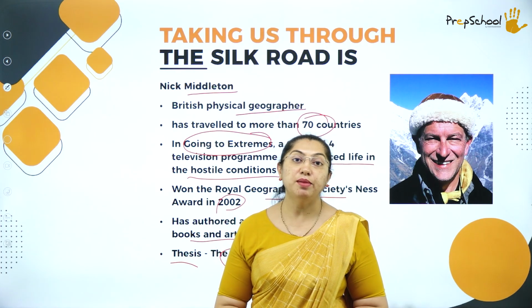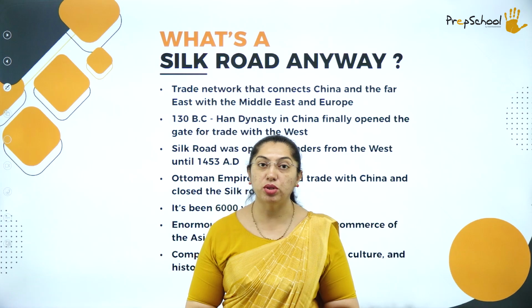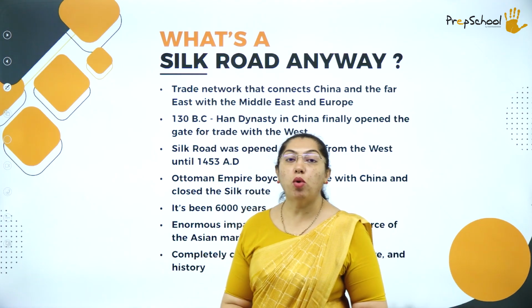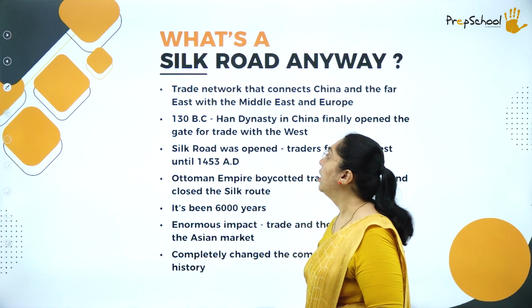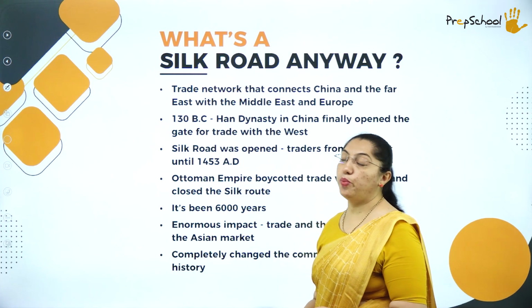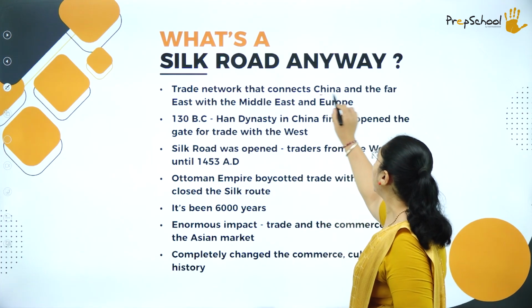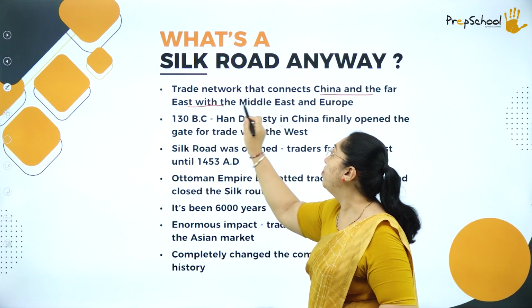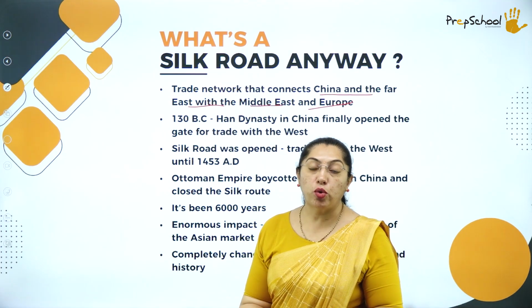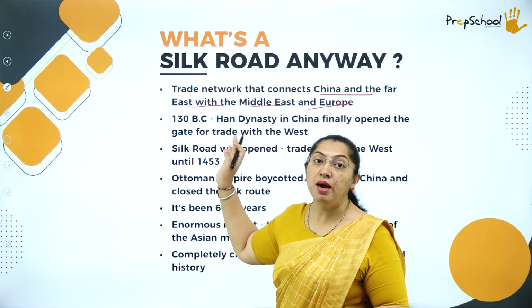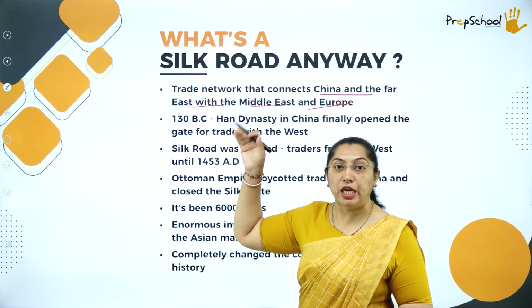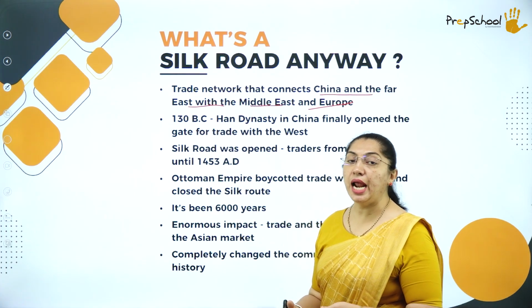Now, before going into the story, we need to know the background of the story. So what is the background of the story here? It is the trade route, the Silk Road. Silk Road is a trade route between China and the East, the Middle East and Europe. So it was a trade between China and the East and the Middle East, including Europe. So the trade happened between whom?